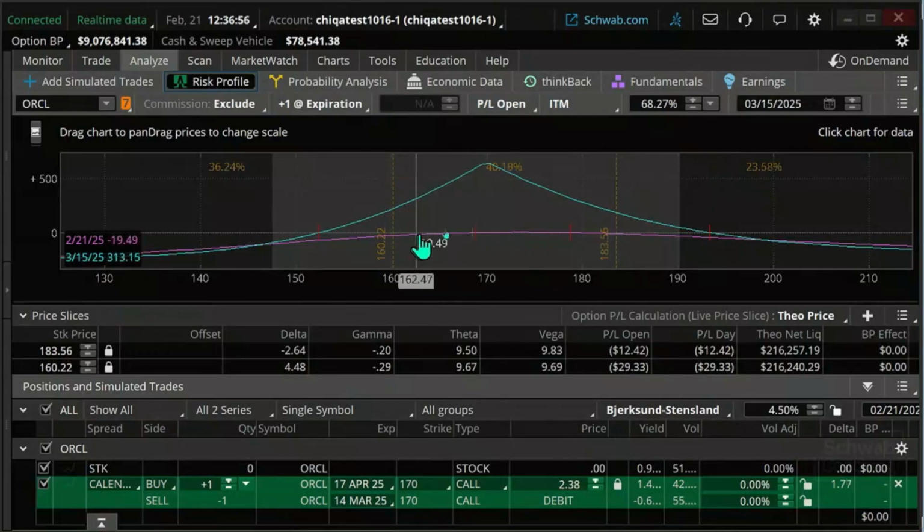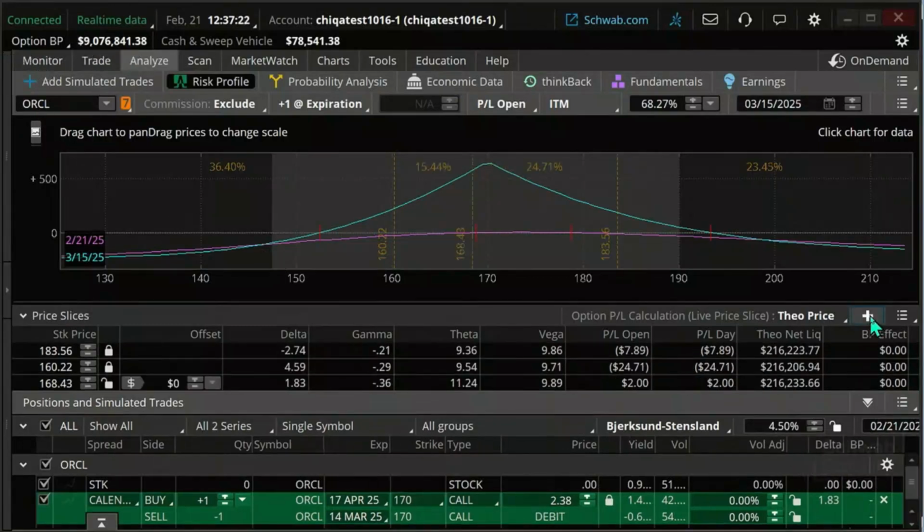Now, I haven't talked to you about this purple line. Let's talk about this purple line here. The purple line represents what this profit or loss is right now. We've been talking about the blue line. The blue line represents at expiration. But notice, right now, let me add the current price. Here's our current price right here.